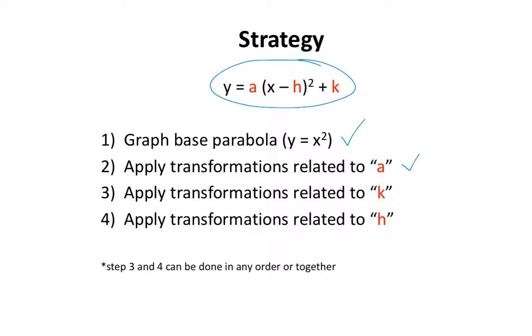Afterwards, you want to apply transformations related to the k value. If you recall, the k value determines if the parabola is translating up or translating down. And finally, you want to apply transformations related to the h value. And if you recall, the h value tells you if you are translating to the right or translating to the left. And at the very bottom, you can see that there is a small note that step 3 and 4 can be done in any order, or they can be done together.